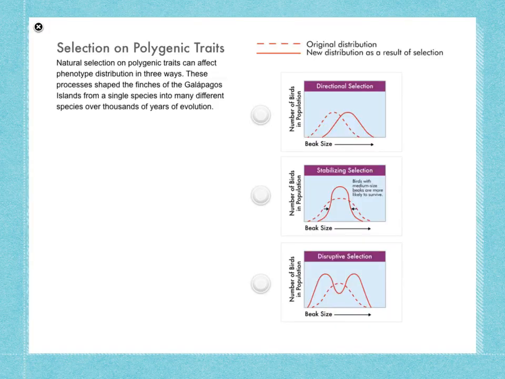So at the bottom here we have disruptive selection, and you can start to see that the intermediate numbers are going down, and instead there are two peaks we see with disruptive selection that favor either end, or both ends, in this situation, of the chart.